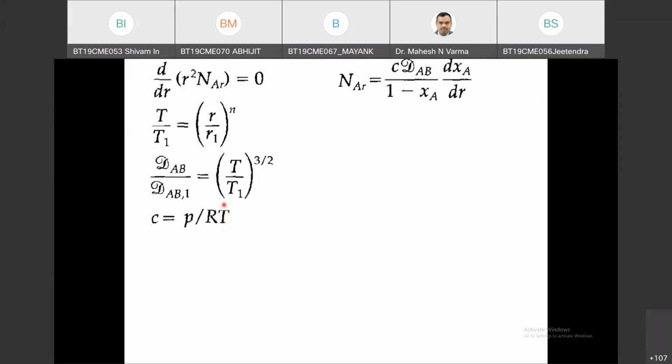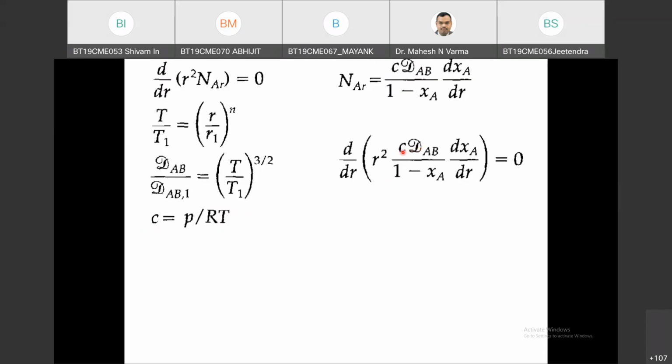You can see total concentration also depends upon temperature. So this is also function of R. Okay, you can see this is also function of R. So accordingly, you will be selecting and then you will be integrating the equation.